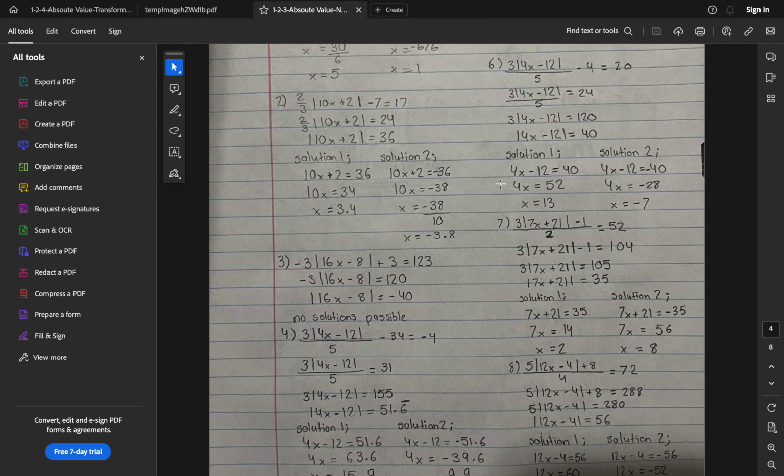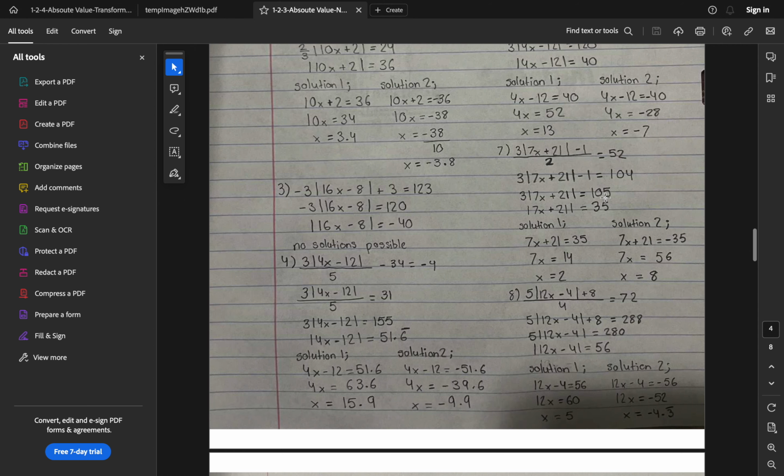Solution number 1: we have the possibility where it's equivalent to positive 40. We isolate for x. It becomes 4x is equivalent to 52, so x is equivalent to 13. Solution number 2: it becomes 4x minus 12 is equivalent to negative 40, and 4x equals negative 28. If we keep isolating, x is equal to negative 7.